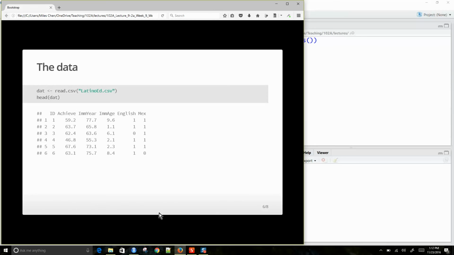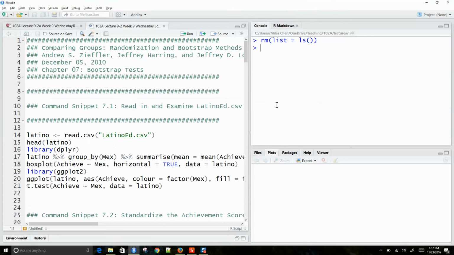Okay, so we can take a quick look. This data set I've linked to on CCLE, or not the data set directly, but in CCLE there's a link to the book website, and the book website contains the data files and things like that. So you can download it that way. And so we can just load this up. We can do a read.csv for Latino education, okay?